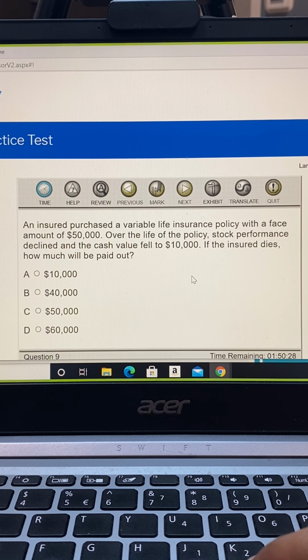All right. Next. An insured purchased a variable life insurance policy with a face amount of $50,000. Over the life of the policy, stock performance declined and the cash value fell to $10,000. If the insured dies, how much will be paid out? $50,000. Exactly.